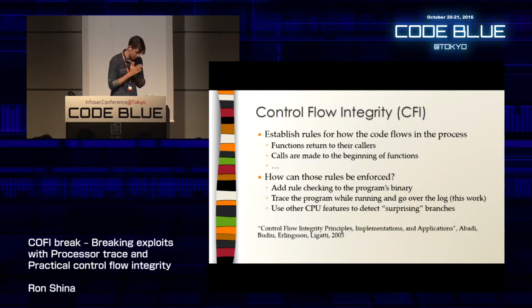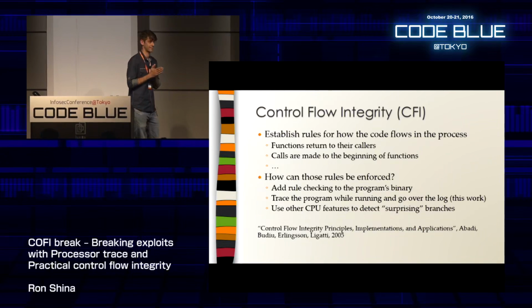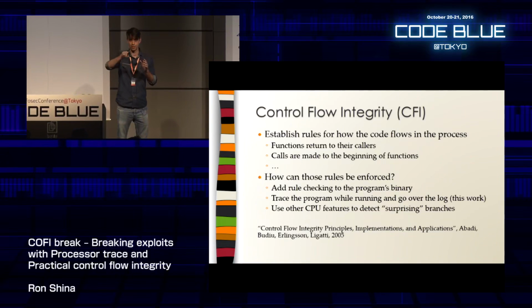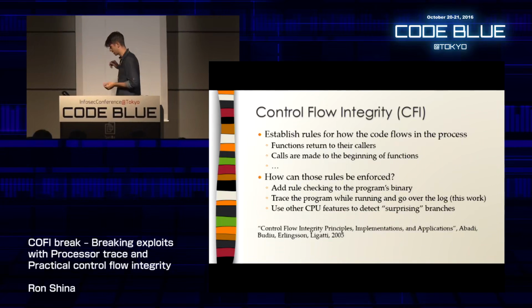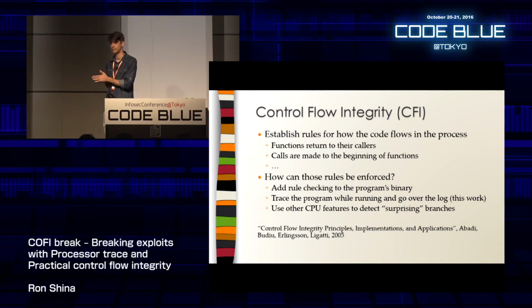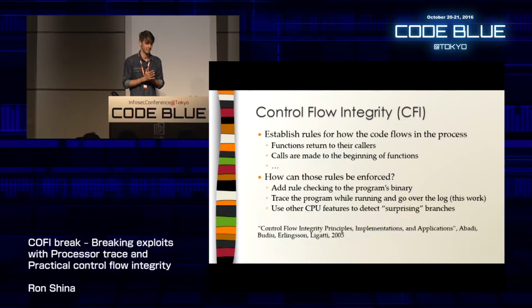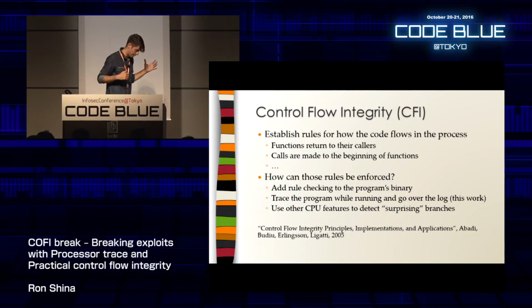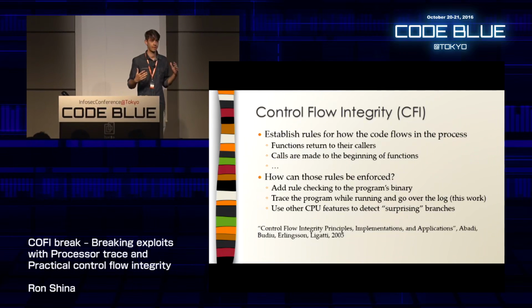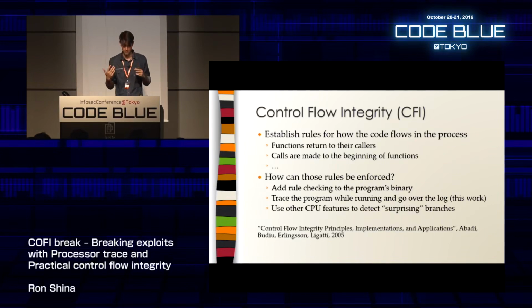Another way you could enforce those rules is just trace the process and then go over it and see that it's OK. And that's this line of work. And another line of work is to use other CPU features from the performance monitoring unit to detect surprising branches. So when you see a return that the processor doesn't expect, well, that's surprising. And the processor will let you get an interrupt for that. And then you could check, and then you could see that the return didn't match.